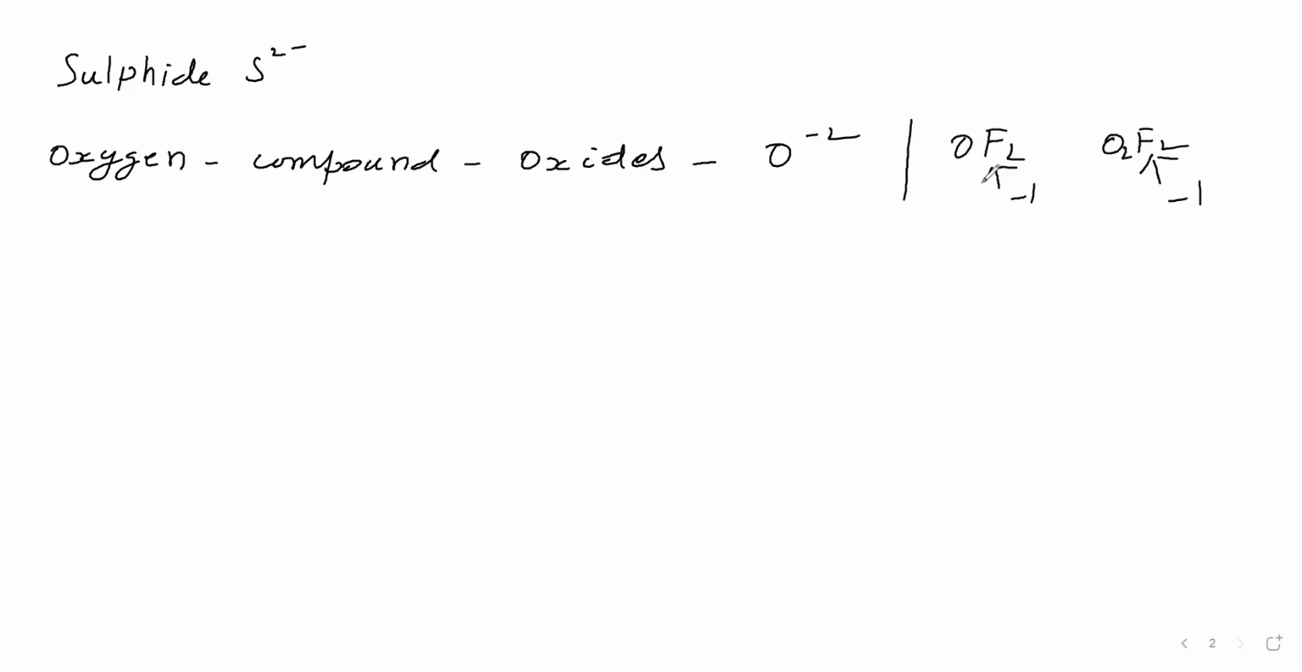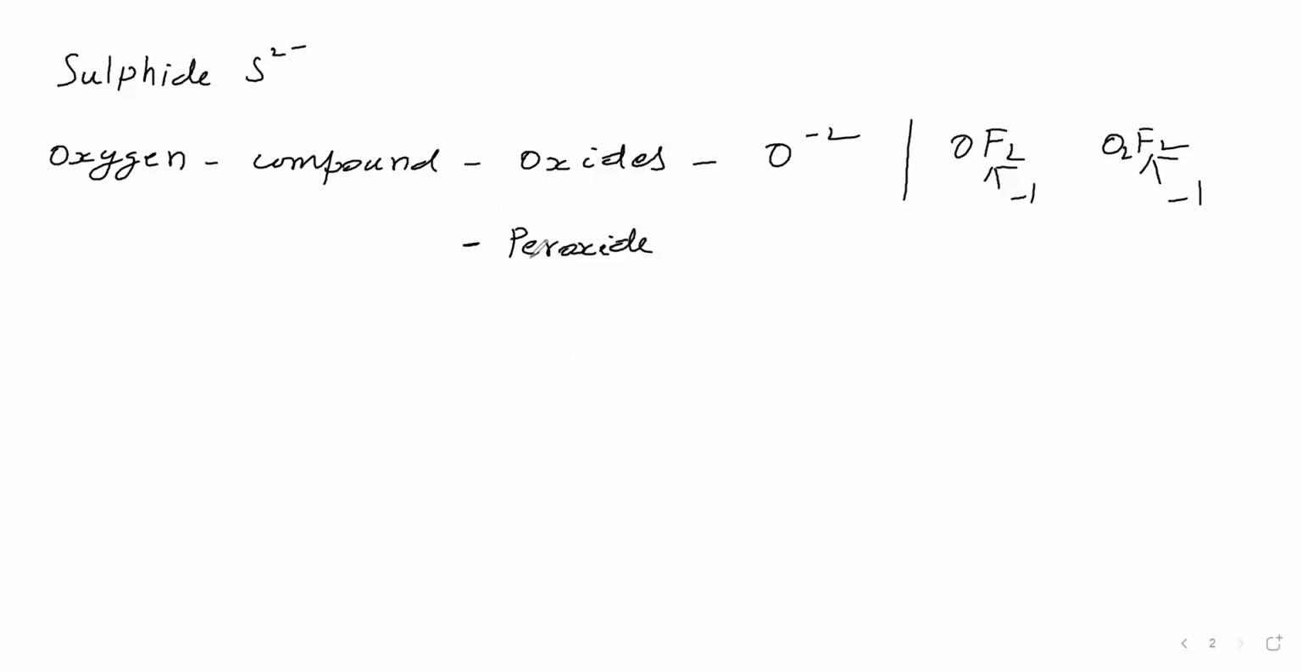The exception is OF2 and O2F2. Here only fluorine takes -1. In these two, oxygen is not taking a negative oxidation number; fluorine only is taking -1. In some other compounds, oxygen is present in the form of peroxide.